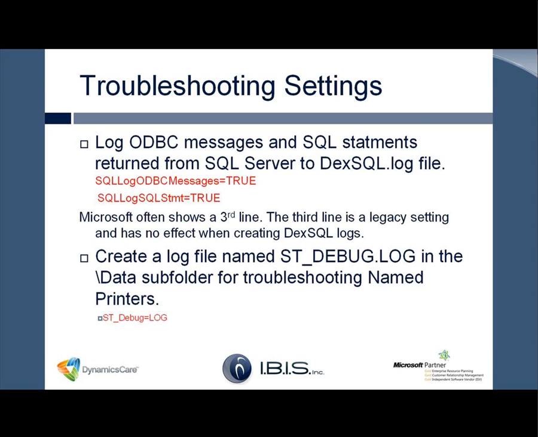All right, almost done. Troubleshooting settings here. The DEX.SQL log is extremely cool for troubleshooting. As consultants, we use it a lot. There are really 2 lines that you need to set, logging ODBC messages and logging SQL statements. Microsoft's documentation often has a 3rd line. This 3rd line is 100 years old and actually does nothing in any of the SQL versions of Dynamics GP. I've confirmed that with Microsoft, and I've confirmed it with other MVPs. So you really only need 2 lines.